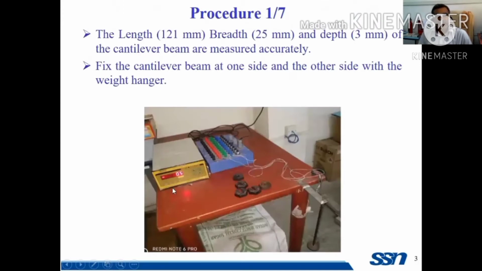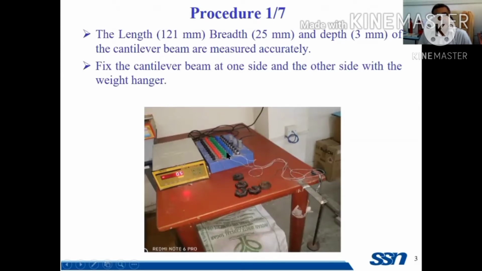You can see the experimental setup. Here we have a cantilever beam. The cantilever beam is loaded at the free end, and here we have the strain gauges. The strain gauges are fixed at the supported end of the cantilever beam, and from here we are taking the wire connections to this instrument.